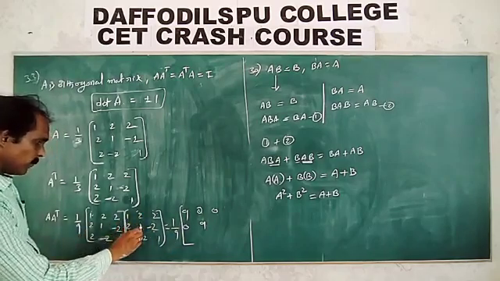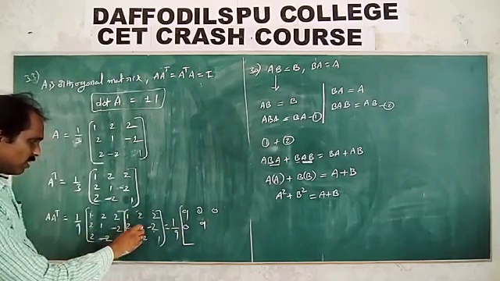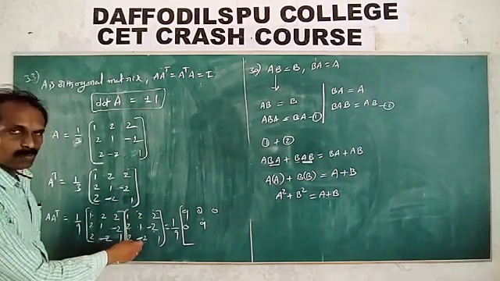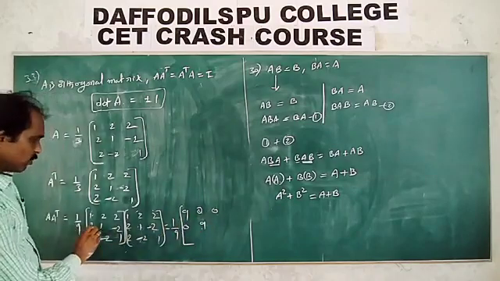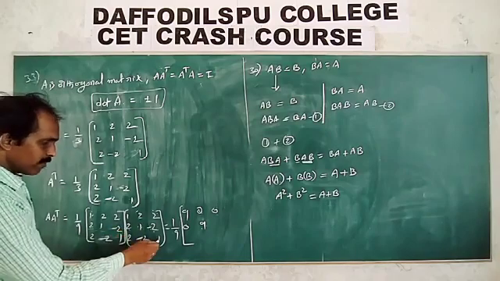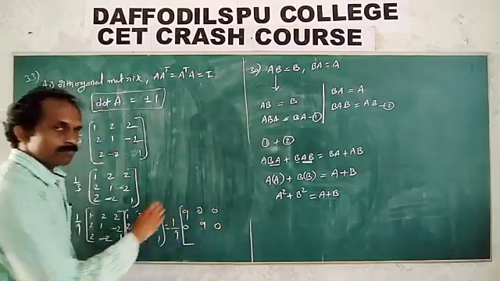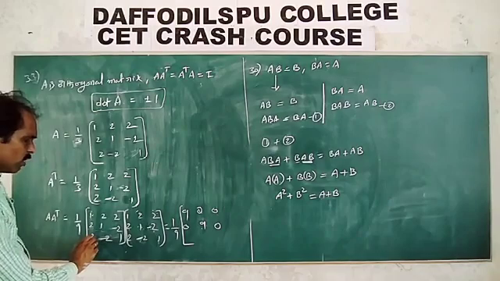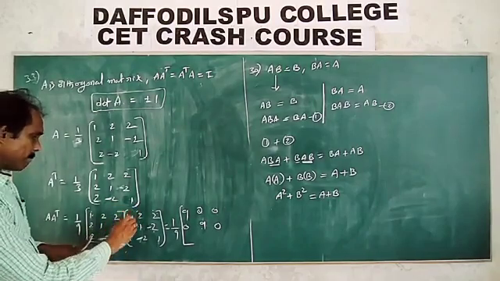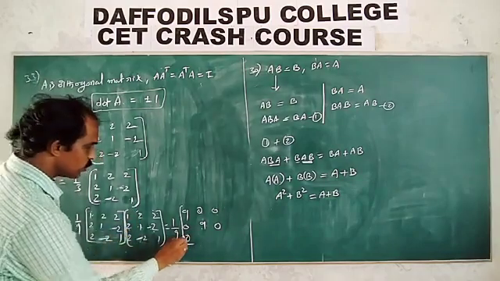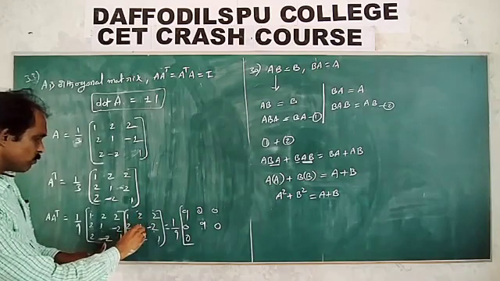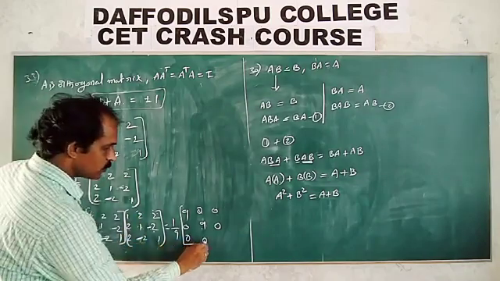Next, 2 plus 1, 2 2s are 4, 4 plus 1, 5, minus into minus, plus 4, 9, correct. 2 2s are 4, minus 2, minus 2, so this is 0. Next one. Third row, first column: 2 ones are 2, minus 4 plus 2, this is 0. Next row, 2 2s are 4, minus 2, minus 2, 0.